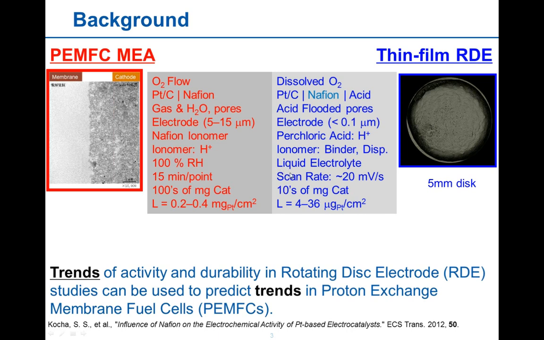The other thing is the measurement technique. In RDE, we usually use a scan rate of tens of millivolts per second, whereas in a fuel cell it's more realistic at about 15 minutes per point. The loadings in PEMFCs are about 0.4 milligrams per centimeter square, whereas they're about 4 to 36 micrograms per centimeter square. So as you can see, the systems are quite different, and the RDE does provide the same trends in most cases for catalyst activity, but the absolute values should not be expected to be the same.